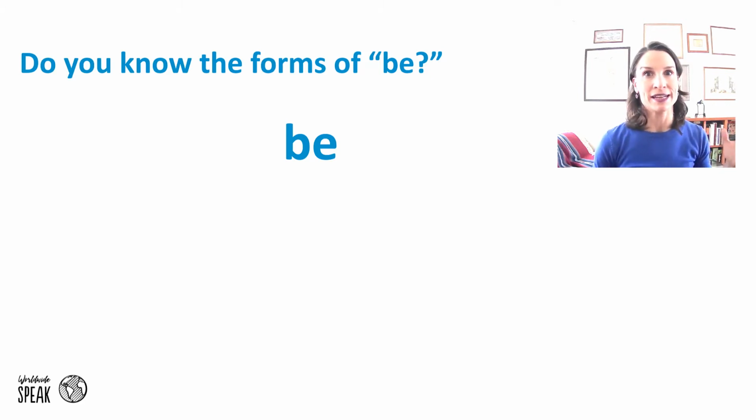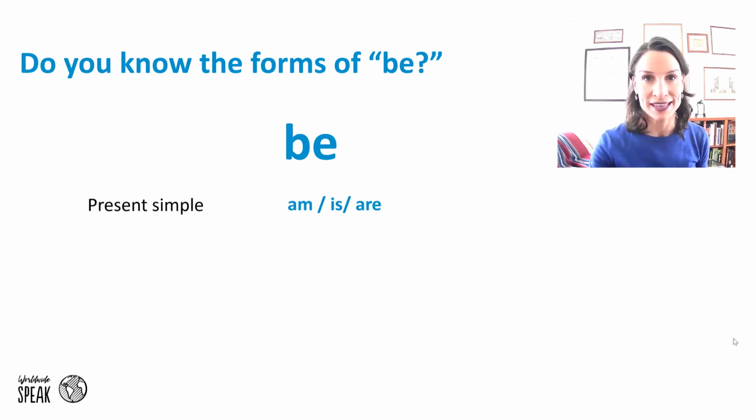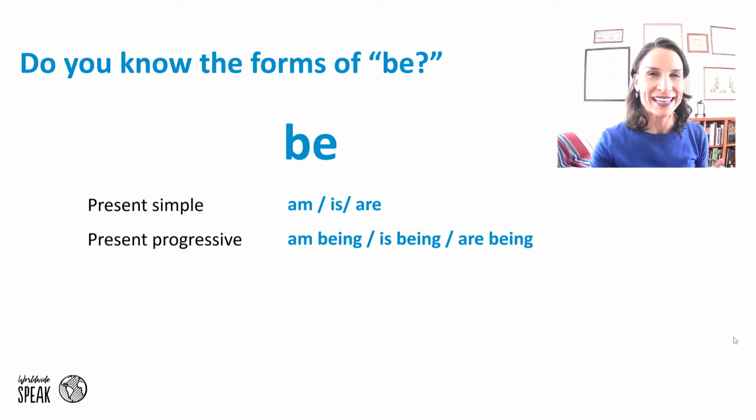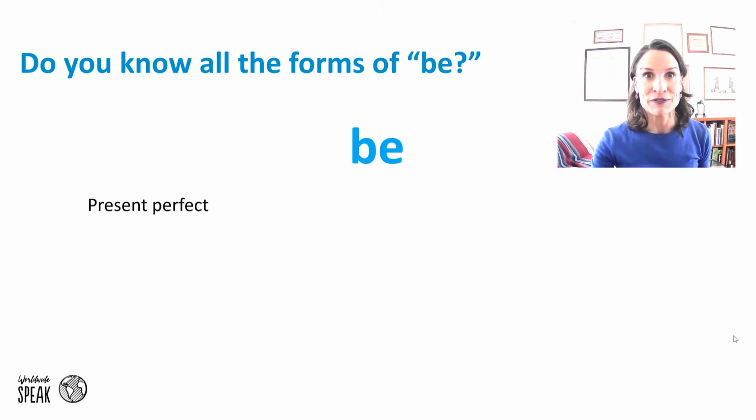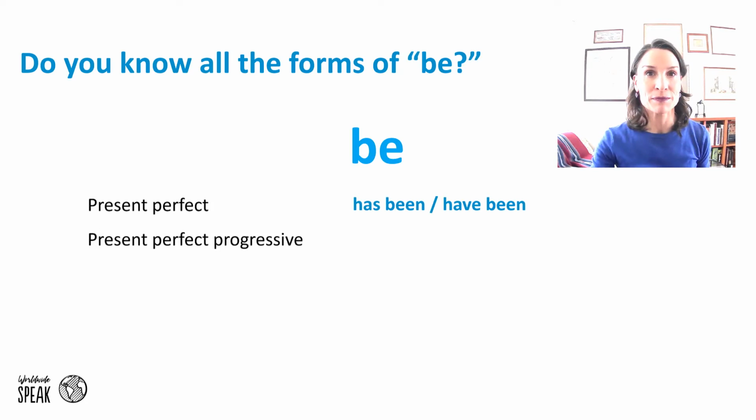The verb be has lots of forms. Do you know them all? Do you know, for example, the present simple forms of be? These are am, is, and are. For present progressive, am being, is being, are being. Past simple, was and were. Past progressive, was being, were being. What about present perfect? Has been or have been. Present perfect progressive, has been being, have been being.